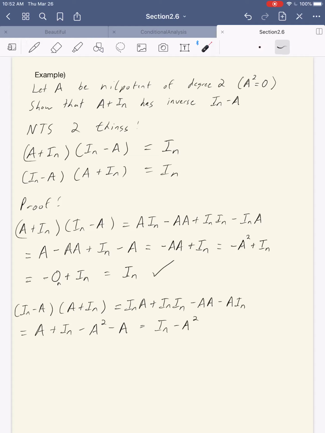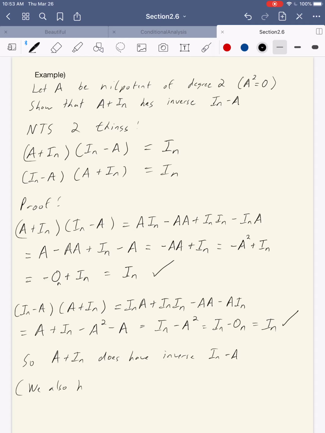And then by assumption, we know that this A squared, because it's nilpotent of degree 2, is 0n, so this is IN minus 0n, which is IN. And notice that this took a few fewer steps than we did up here because we sort of knew some of the things that would be useful, so we did it a little faster here. So this really does confirm that A plus IN does have inverse IN minus A.